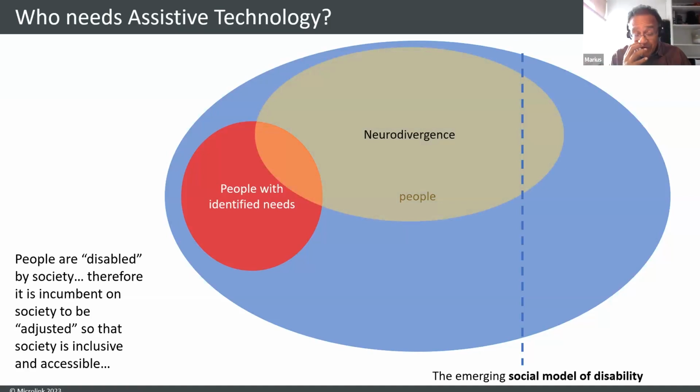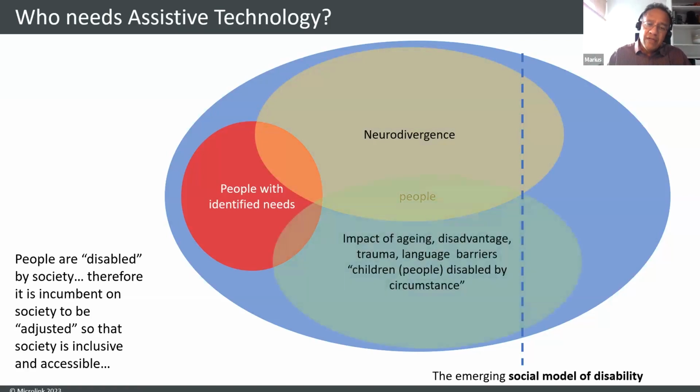Our understanding of neurodivergence has grown and grown. The British Dyslexia Association contends that 70% of young people in our schools today with dyslexia go unnoticed. 70%. Process that. Add to it our society, where aging is having a huge impact, the collisions of disadvantage that many of our children have, those with language barriers, trauma. We call it children or people disabled by circumstance.